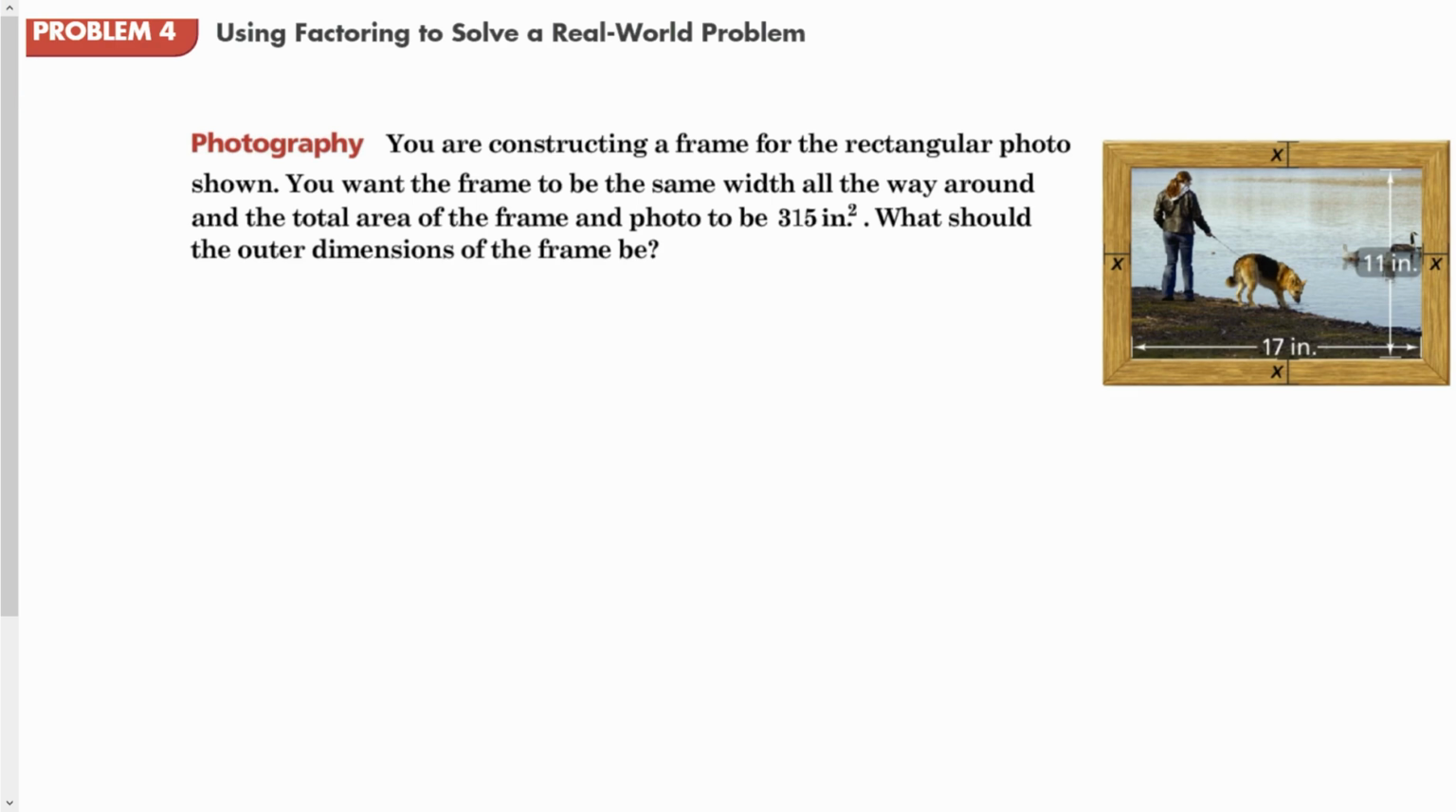Okay, here's a word problem, but are we going to do the same thing? Yeah, we are, because we have an area. An area of a rectangle is just length times width. But here we have something a little different, because we're taking away an x, taking away an x. So really from this length, when we have 11 inches for the whole frame, we're actually going to be adding a distance of x and adding a different distance of x. So that's really 11 plus 2x.